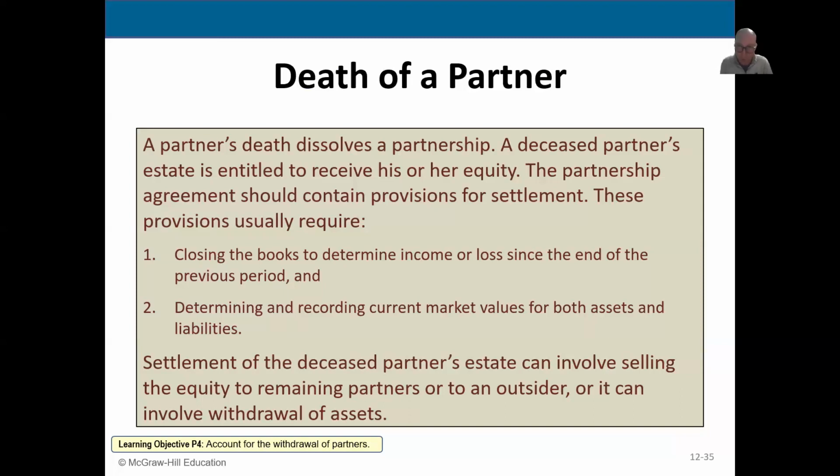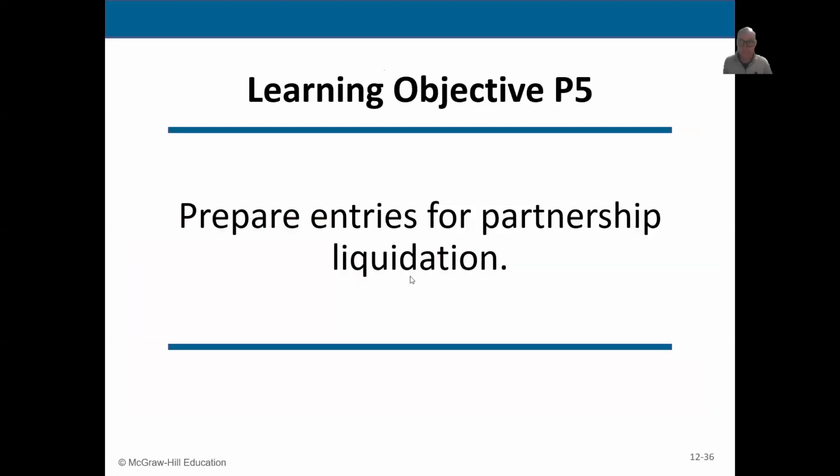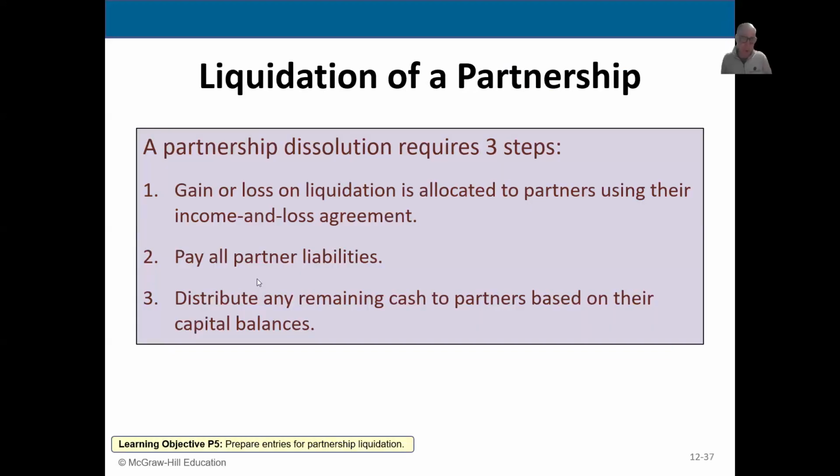Usually the partnership is dissolved and the individual's estate is responsible for that partnership. Any type of loss or gain, the estate gets it. What happens when the business decides to go out of business? They liquidate the partnership. So the gain or the loss is distributed based off of their respective ownership positions. All the partners are responsible for paying any remaining liabilities, and there's a distribution of any remaining cash and other assets to the partners.